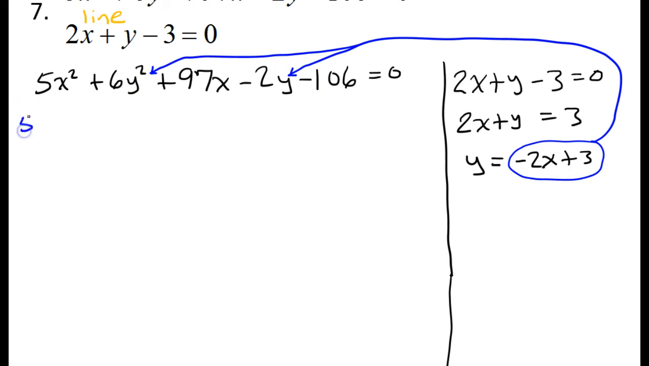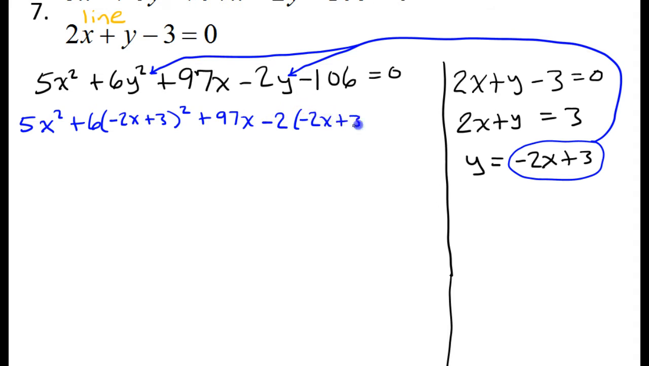So I'm going to have to write small. In fact, can I get any further over? Nope, that's as far as I can go. So 5x squared plus 6 times (negative 2x plus 3) squared plus 97x minus 2 times (negative 2x plus 3) minus 106 equals 0. I might have to zoom in because I'm not going to have enough space.